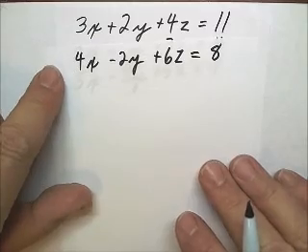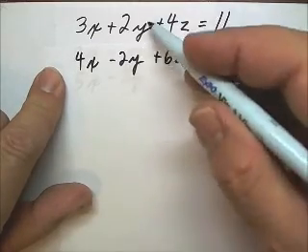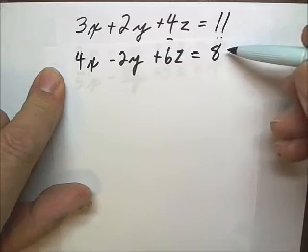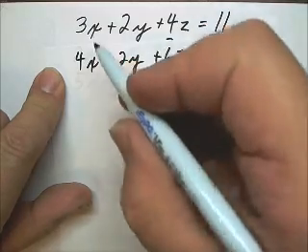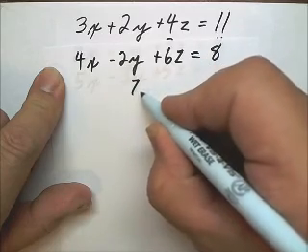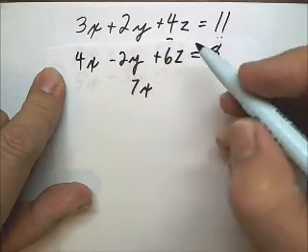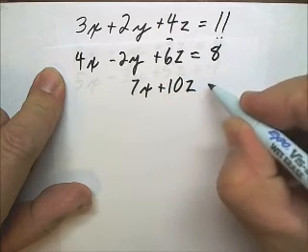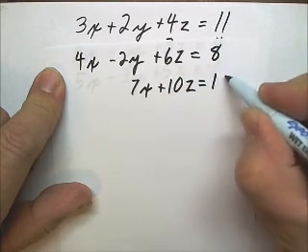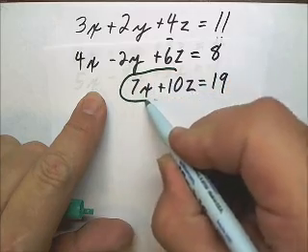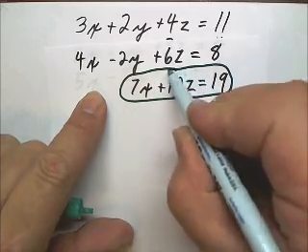Okay, now I'm going to add these two equations together. This new equation is equivalent to the second equation. Adding it to the first equation, I get 7x, the y's cancel, and plus 10z equals 19. So this is one of the equations that I'll be working with.